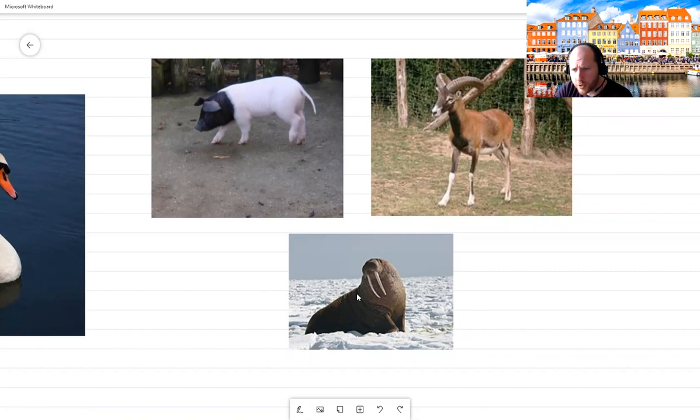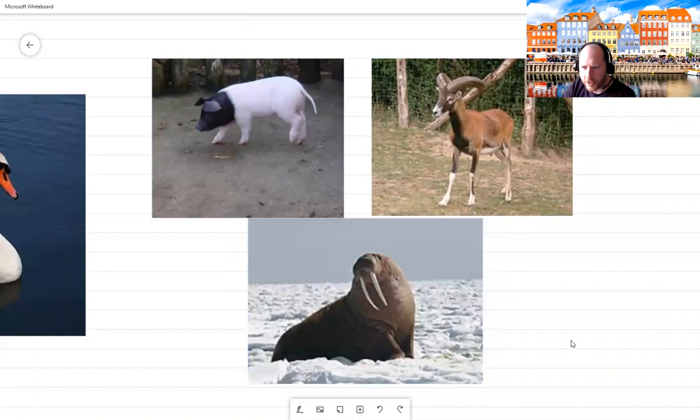Yep, I also added a walrus. Now, walruses very, very rarely go to Denmark, but they have been known to visit. So I thought, well, that's a cool exotic animal to put in, even if, strictly speaking, it's not a proper Danish animal. But there you go. And then we've got our goat thing up here.